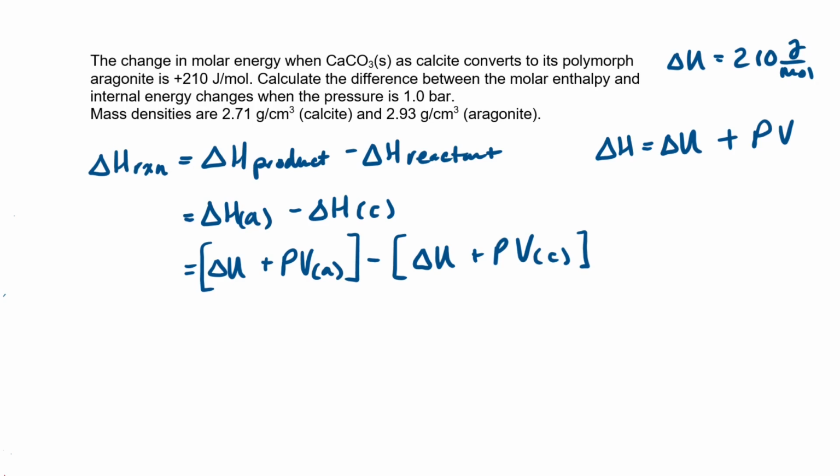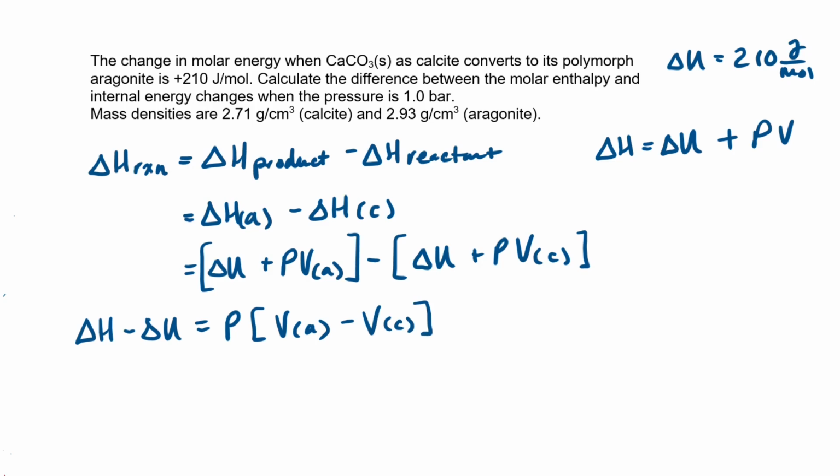Already we can simplify this because we know that the delta U is the same for both. And what we're really looking for is the difference between the enthalpy and the internal energy, so we can move that to the other side of the equation. And what we're left with is the pressure times the change in volume, the volume of the aragonite minus the volume of the calcite.